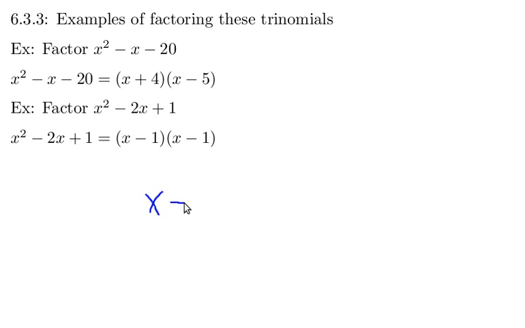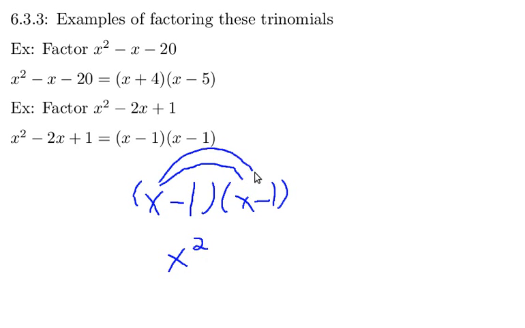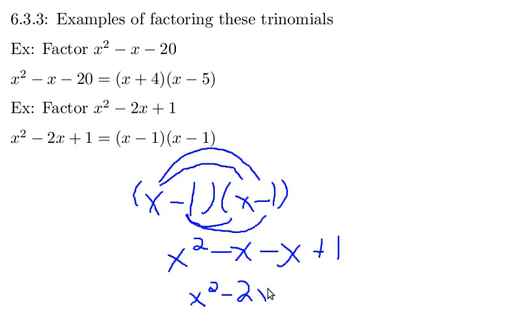So if we have x minus 1 times x minus 1, so we have x times x will give us x squared. X times negative 1 will give us negative x. Negative 1 times x will give us negative x. And negative 1 times negative 1, negative and negative make a positive, so plus 1. Combine these two like terms, x squared minus 2x plus 1.